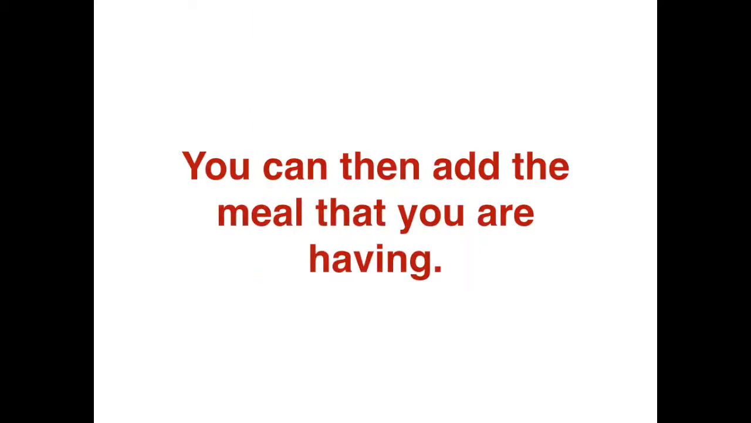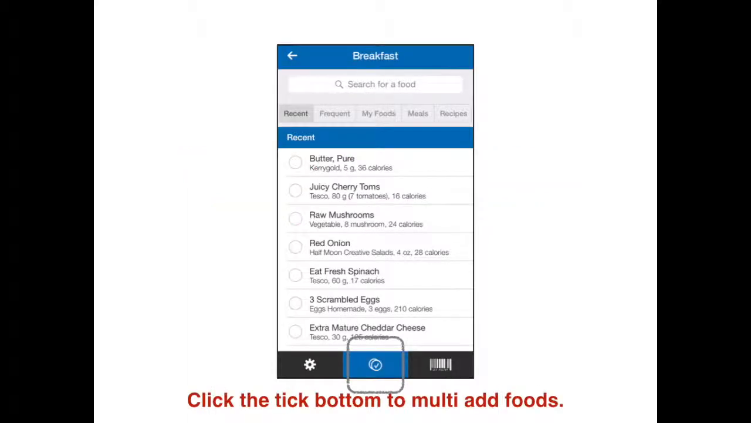You can then add the meal that you're having. A good feature of MyFitnessPal is this multi-add button on the bottom. So what you do is click on it and you can add loads of foods instead of clicking, for example, dinner, add food, dinner, add food, dinner, add food. Just click this button and you can add as many foods as you want.